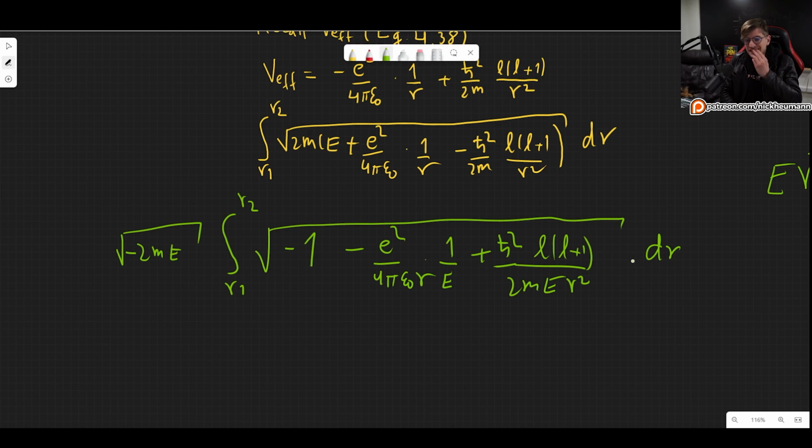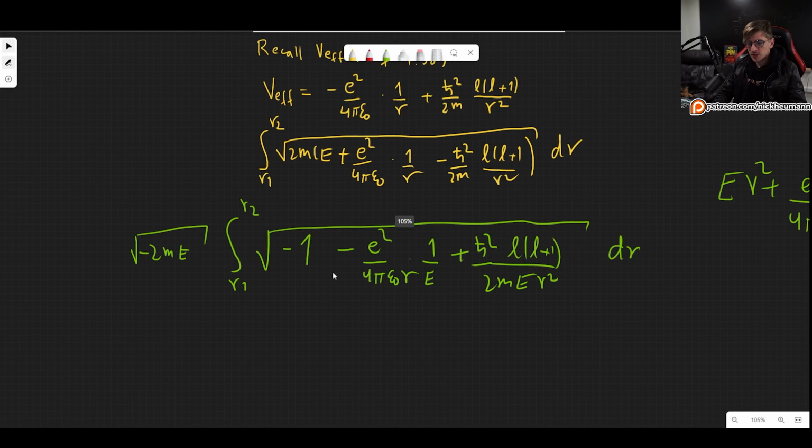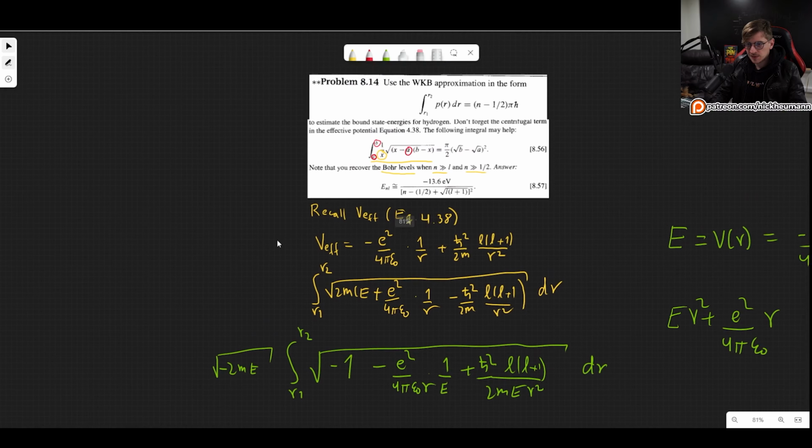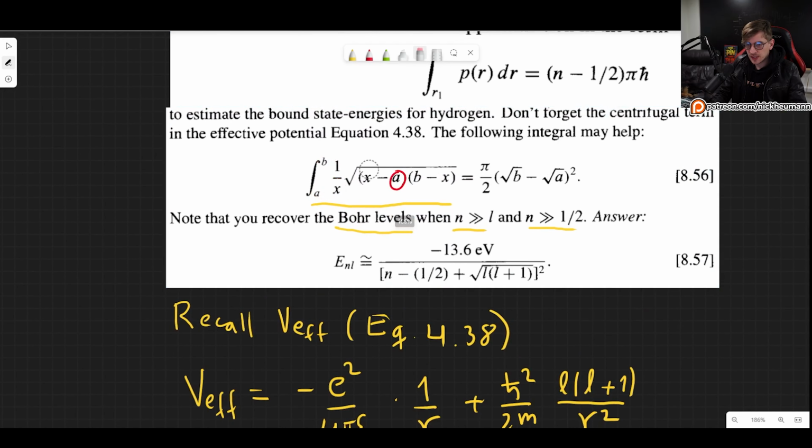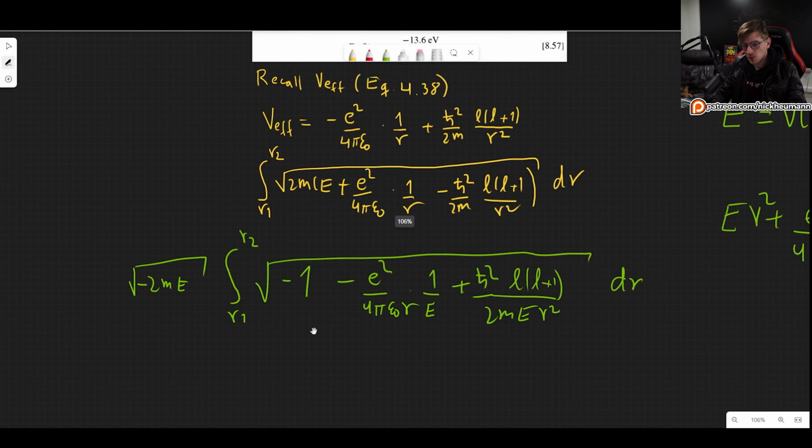Okay, so now what we want to do, because solving this integral is going to be difficult, but thankfully we have here the hint that we were given. So we want to transform our integral into something that looks like this. Now, first, let's focus on this 1 over x. In our case, of course, it would be 1 over r.